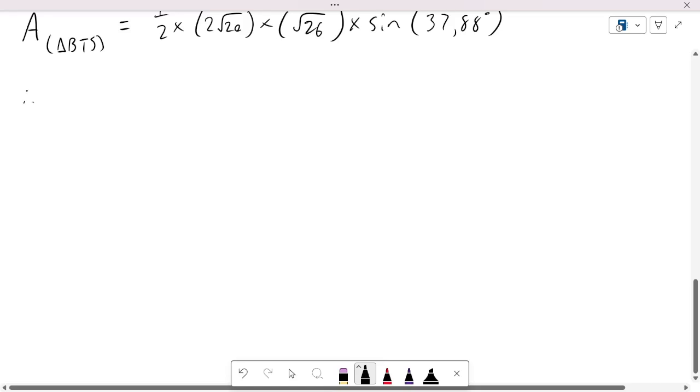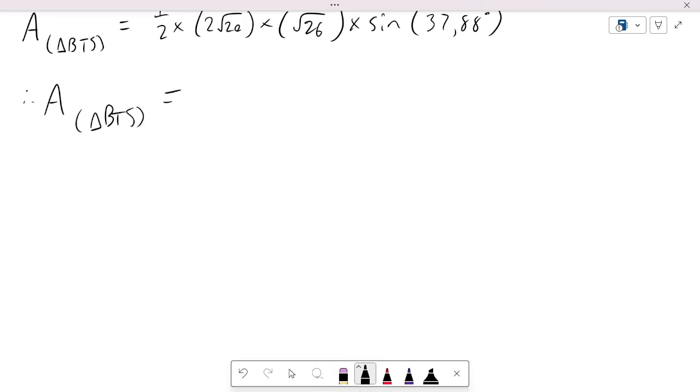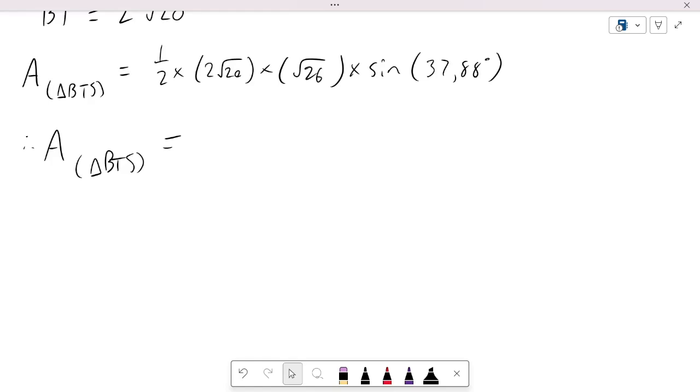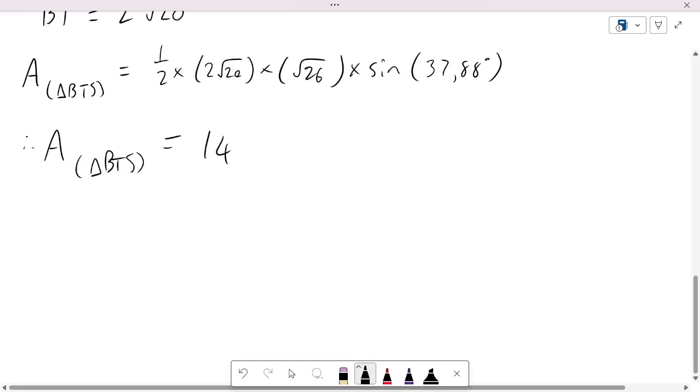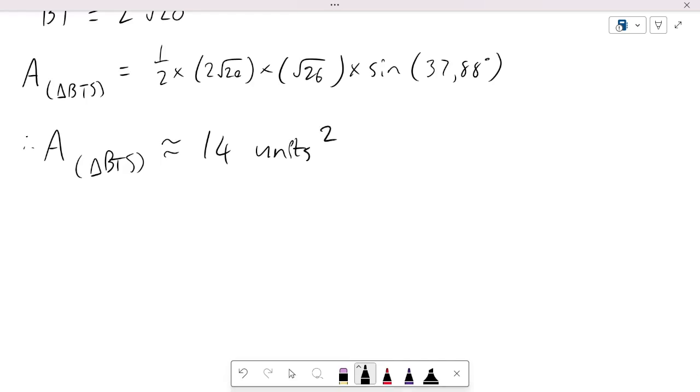So therefore, the area of triangle BTS is going to be equal to 14,001, which we can approximate to 14 units square. Remember your square, because it's the area in this case. Now we move on to the final question.